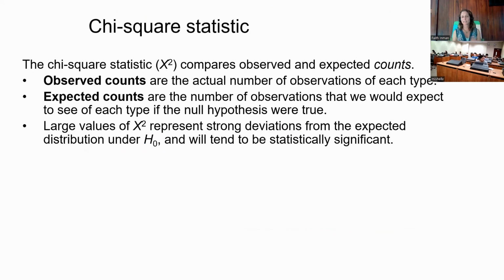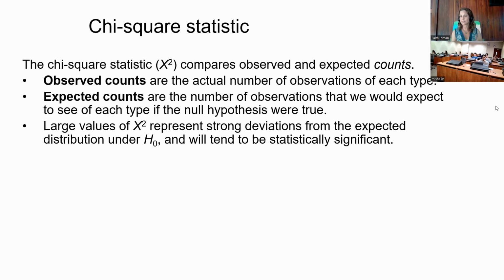The chi-square statistic. This chi is like an X, sort of a wavy X. It's a Greek chi, written CHI, but pronounced chi. And this test statistic helps to compare observed and expected counts or frequencies. The observed counts are the actual number of observations of each type, and the expected counts are the number of observations that we would expect to see if the null hypothesis were true.